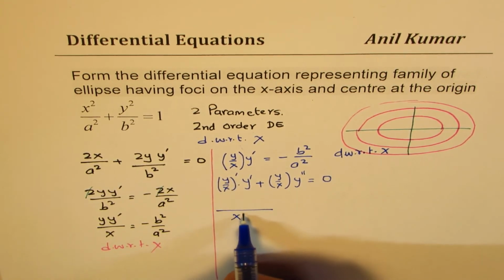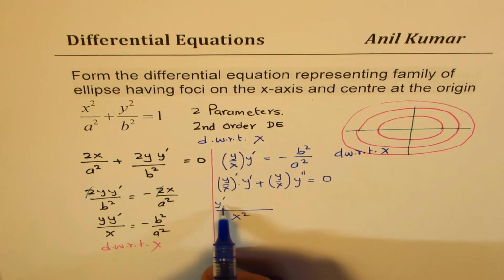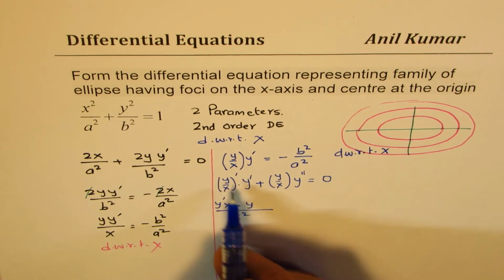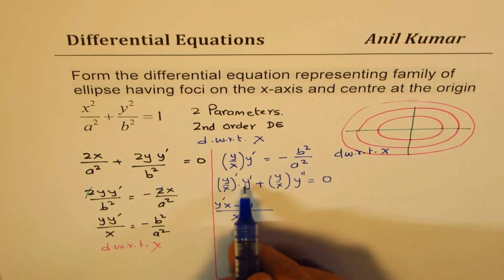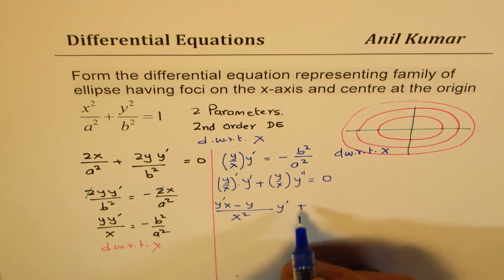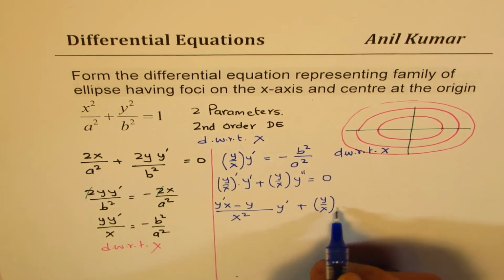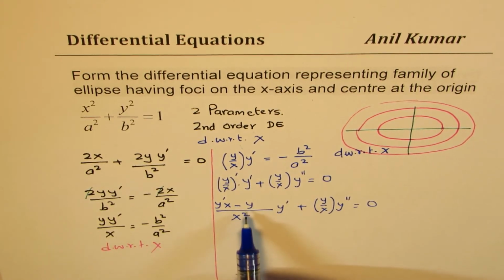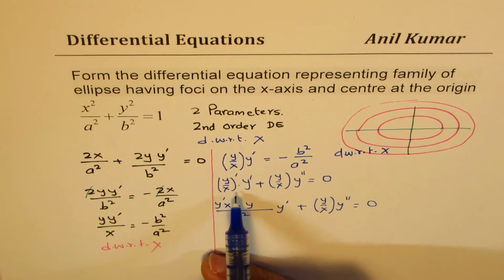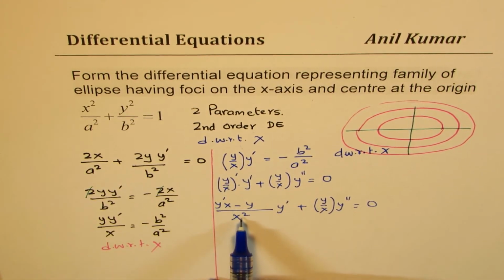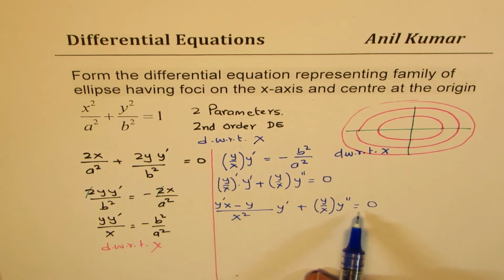So here x square in the denominator, then we get y prime x minus derivative of x, which is 1, times y, times, we already have this y dash, plus we have y over x, y double prime, second derivative equals 0. So at this stage, we only expanded this part, derivative of y over x, applying the quotient rule. Is that clear?